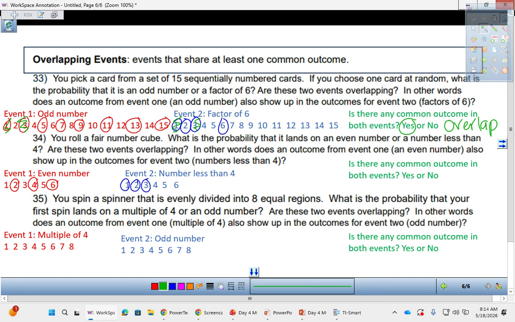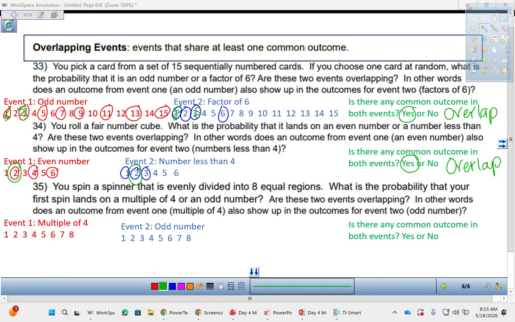Overlapping would be that something that I circled in red, I'm also circling in blue. Mutually exclusive would be nothing's in common, okay? So what I see here is that I circled a 2 in both of these. So these two events do have a common outcome. The number 2 is common. And because there's a common outcome, that's overlap.